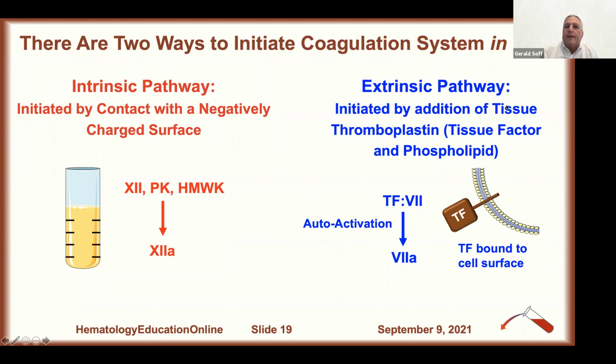The extrinsic pathway gets initiated by addition of tissue factor, a protein enmeshed in phospholipid. The terminology intrinsic pathway comes from the fact that if you add plasma to glass, it will clot intrinsic to the blood. Nothing is required to be added for this activation to occur. The extrinsic pathway gets its name because you have to add something extrinsic to the sample, which is a mixture of tissue factor and phospholipid. And this is the beginning of the prothrombin time.